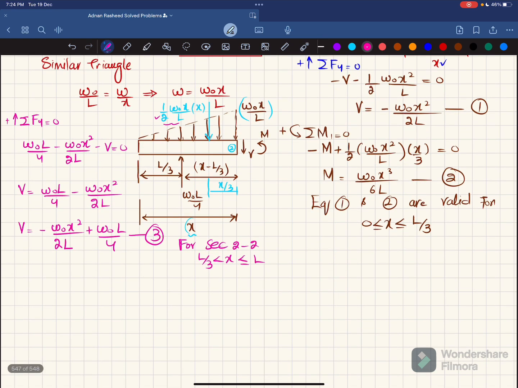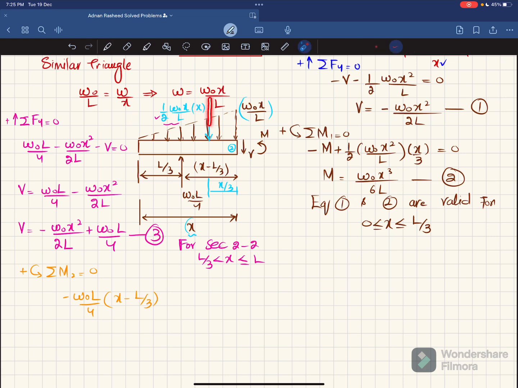Now you'll find moment by using the equation of equilibrium, that the sum of all moments about point 2 is equal to 0, taking the counterclockwise moment as positive. So about point 2, first moment is due to this W naught L by 4 and perpendicular distance is x minus L by 3. This is producing clockwise moment, so it will be negative. So I will write minus W naught L by 4 into perpendicular distance x minus L by 3.